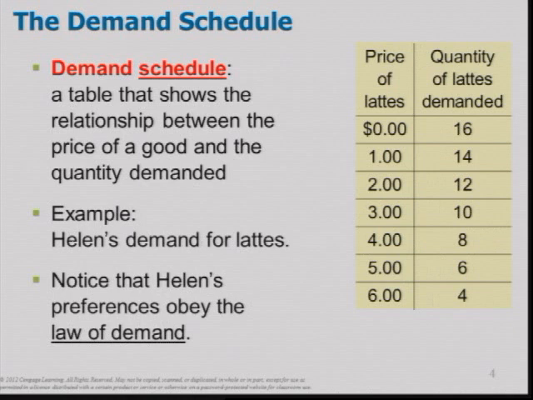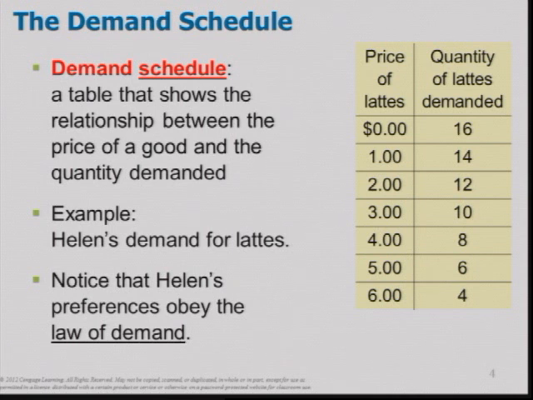All right, a schedule is just a table of data. It's a table of our price and quantity data. And we'll notice here that Helen's preferences obey the law of demand. We've got prices going from 0 to 6, so that's increasing. And if it's an inverse relationship, then the opposite is happening with quantity. We see that happening here with a decrease in quantity.